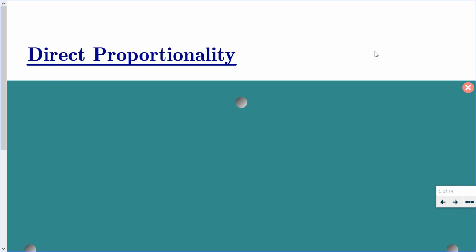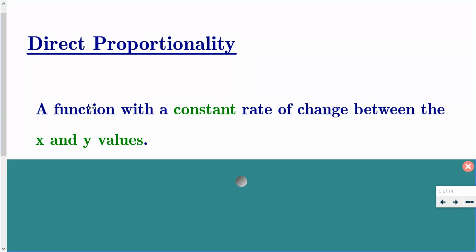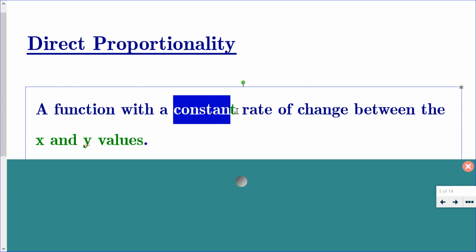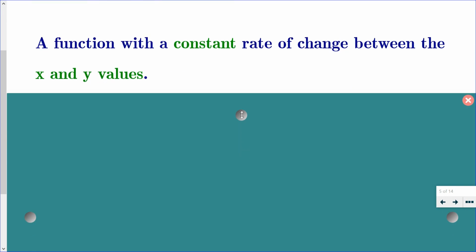So the first type of relationship we're going to talk about is direct proportionality. Directly proportional things are a function with a constant rate of change between the x and the y value. The y is going to change at the same amount, a constant rate, as the x value increases.